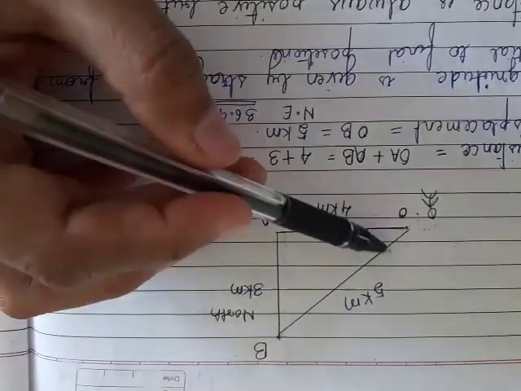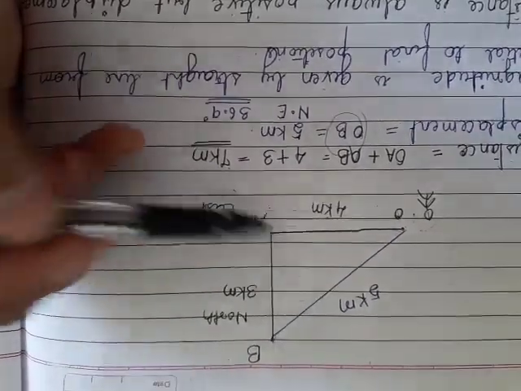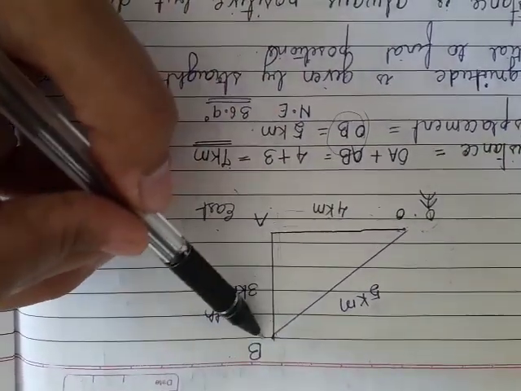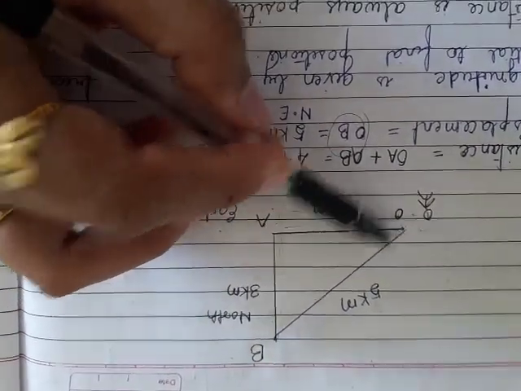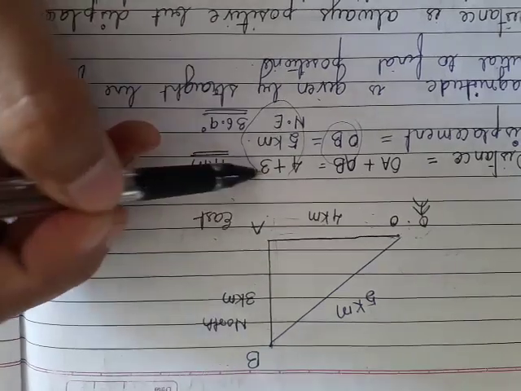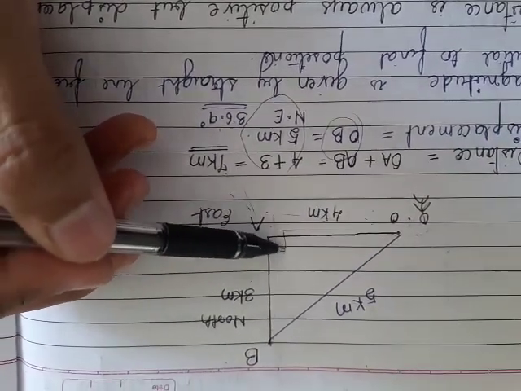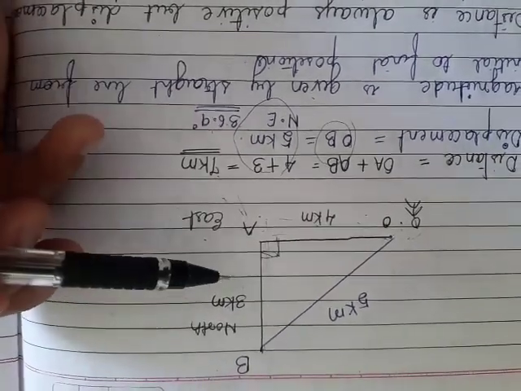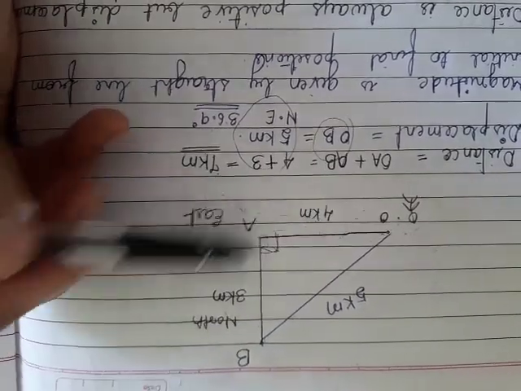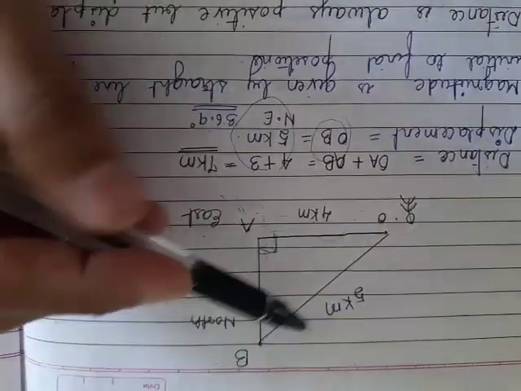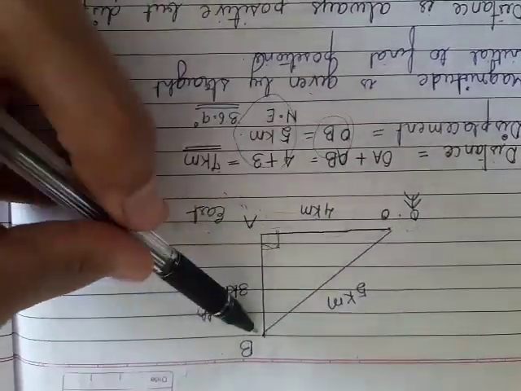But if I want to find out the displacement, OA plus AB gave me the distance. Here displacement is the shortest distance, right? So OB will be 5 kilometers northeast. We can get this answer by taking this at a perpendicular position. Later on we will be having numericals, that time it will be more clear. 4 square 16 plus 3 square 9, 16 plus 9 gives you 25, square root 5. So by applying Pythagoras theorem, we can get the distance OB.